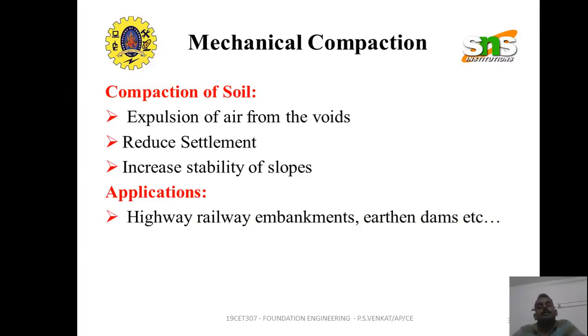The areas where soil compaction or mechanical compaction is involved are highway and railway embankments, earthen dams, various multi-story buildings, etc. These are all the areas where mechanical compaction is involved. Mostly it is used for road construction.